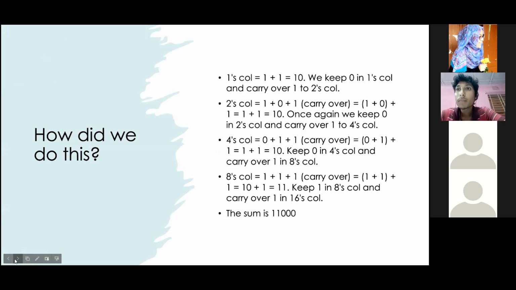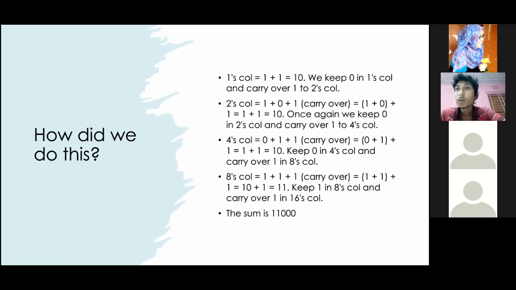First column: 1 plus 1 is equal to 10. We keep 0 in the first column and carry over 1 to the second column. Second column: 1 plus 0 plus 1 carry is 1 plus 1, which is equal to 10. Once again we keep 0 in the second column and carry over 1 to the fourth column. Fourth column: 0 plus 1 plus 1 carry is 1 plus 1, which is equal to 10.